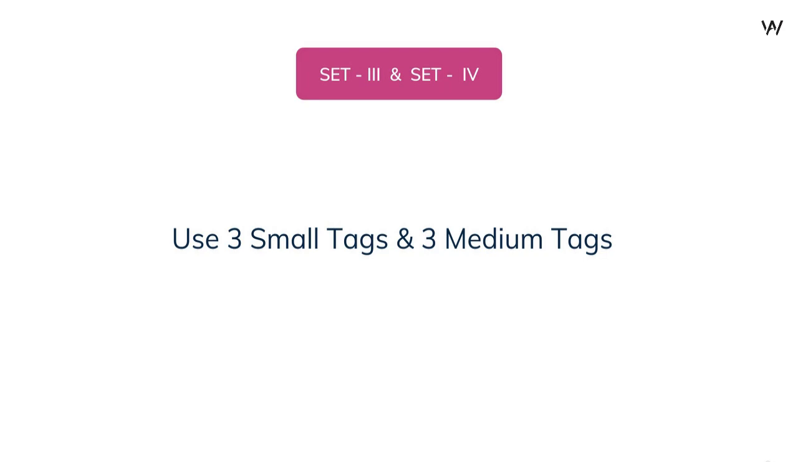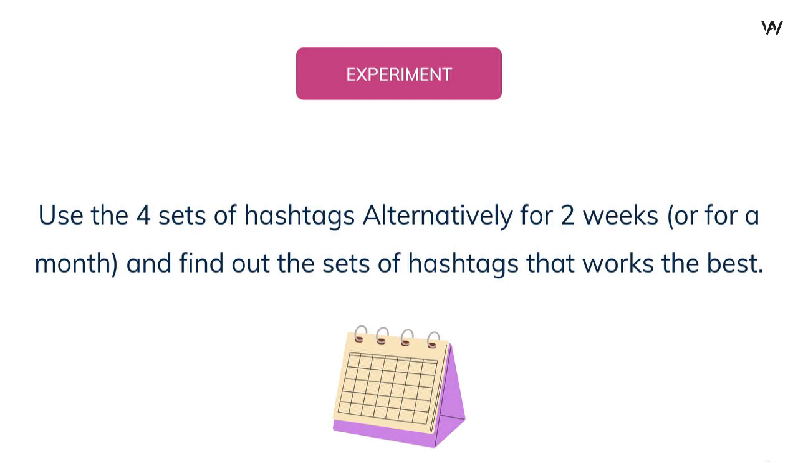Now after finding these 4 sets of hashtags, what you have to do is use the 4 sets of hashtags alternately, say for 2 weeks or a month, and find out the sets of hashtags that work the best for your Instagram page. That is the best thing that you can do to find the hashtags that work the best.